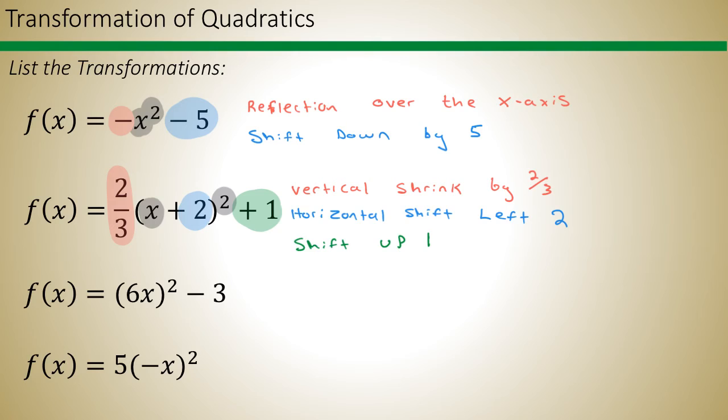Okay, the next one, again, x squared is our parent, so this 6 right here is new, all right? It's something added to it, and that is going to be a horizontal shrink, okay? So we have a horizontal shrink by 6, okay? The other thing we see is that -3 on the end, and that is going to cause this thing to shift down 3.